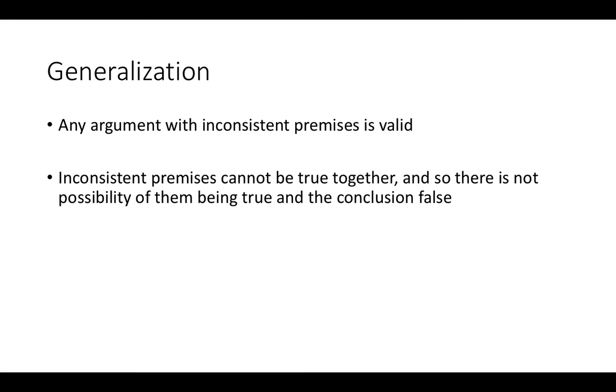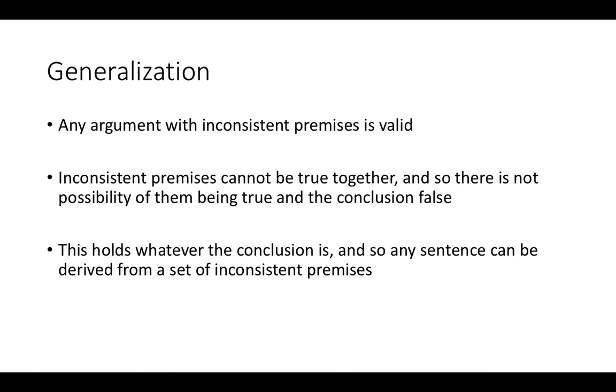And this same line of reasoning can be generalized, of course. Any argument with inconsistent premises is valid. To say that a set of premises is inconsistent is to say that they cannot be true together. And if a set of premises cannot be true together, then there's no possibility of them being true and the conclusion being false. It's irrelevant what the conclusion is or what it says. Any argument with inconsistent premises is valid.